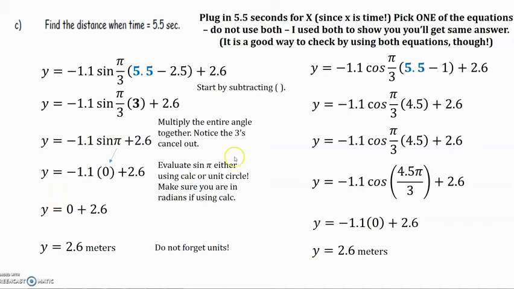Now let's go ahead and try that out with our cosine one to make sure we got the same thing over here. So again, I start with my parentheses. 5.5 minus 1 is 4.5. Now I multiply 4.5 by this pi over 3, so that's where I get down here. I evaluate the cosine of 4.5 pi over 3. Now obviously, that's not exactly evaluating a unit circle, so you can plug it into your calculator. When you do plug it into your calculator, make sure you are in radians, because you have a pi symbol. Anyway, the value of cosine of 4.5 pi over 3 is 0, so again, you get 2.6 meters. So that's how you do a problem like that.